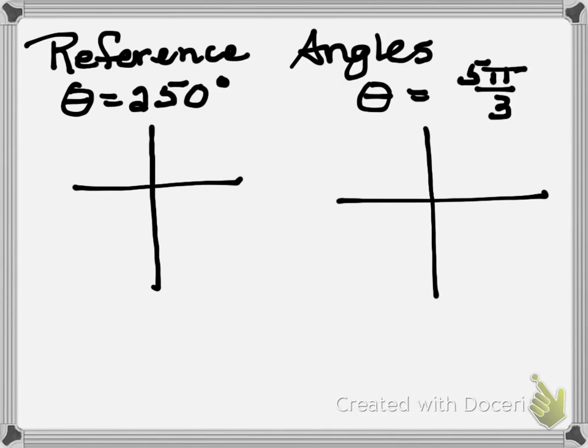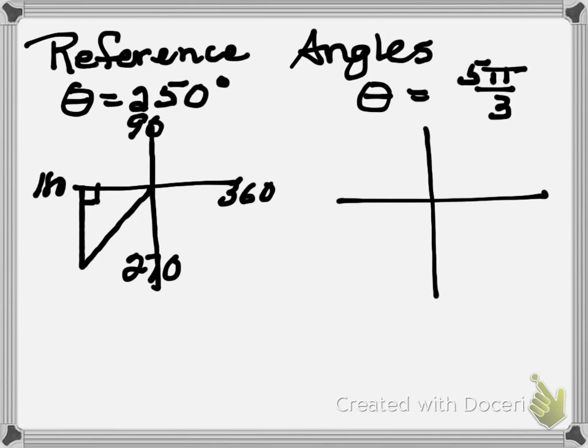Okay, so now we're looking at a reference angle, and it might not be 30, 60, or 45. So now we have 90 degrees, 180 degrees, 270, and 360 as the quadrantal angles. 250 is between 180 and 270, and drop a perpendicular to the x-axis. So the terminal side is at 250. 250 minus 180 gives us a reference angle of 70 degrees.